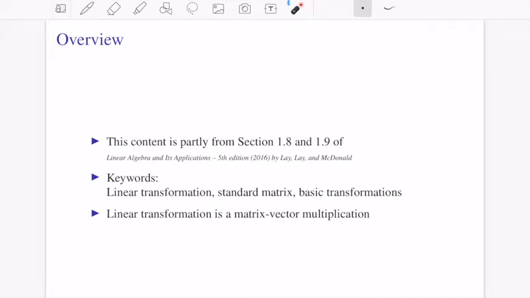And there will be basic transformations mentioned. And for linear transformation, we want to know the concept can be converted to matrix vector multiplications.